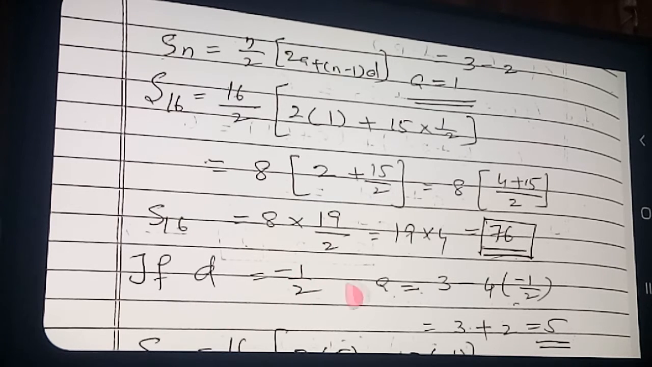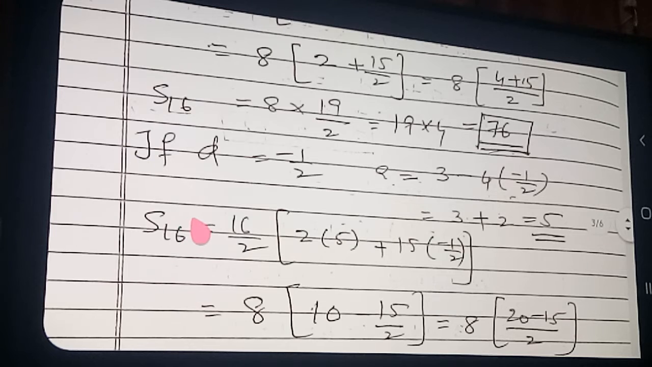Apply d as minus 1 by 2 here. 3 minus 4d. 4 into, what's the value of d? Minus 1 by 2. Up and down, the 2 cancel now. So this minus and this minus will become plus. 3 plus 2 is equal to 5. Here also you got a, and you got d, so you can find out the value of Sn.